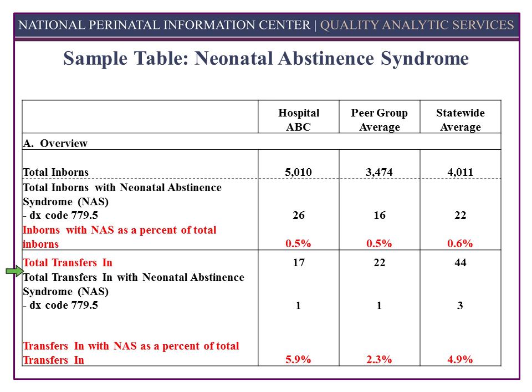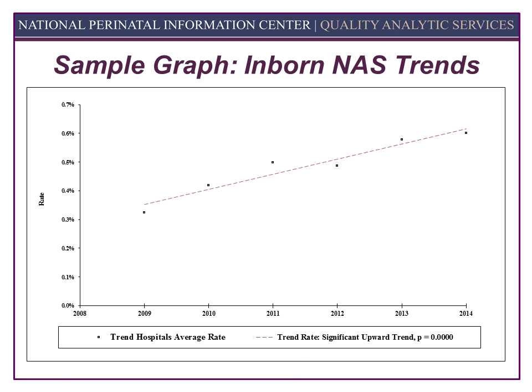Transfers in, these numbers are very small, but nevertheless, those regional centers that are getting transfers in, these babies are coming in to probably your special care nursery and are in fact going to be there for a fair amount of time. This is the trend for inborn NAS identification over this period from 2009 to 2014. It's obviously a significant upward trend.